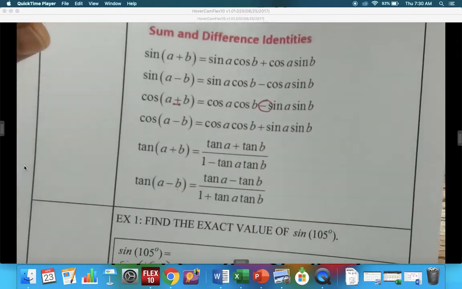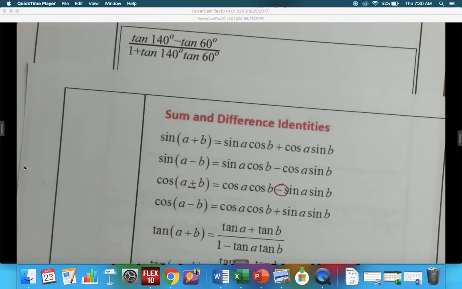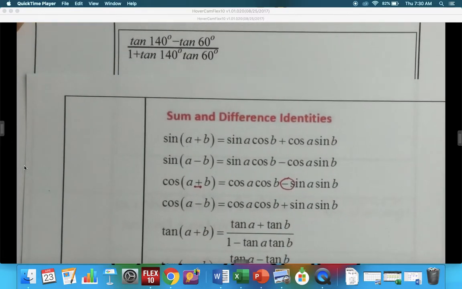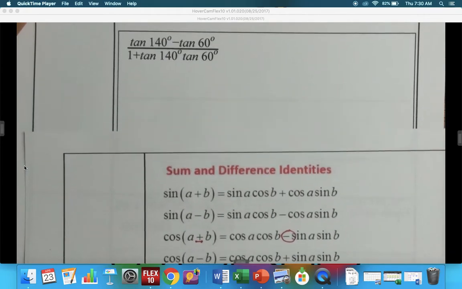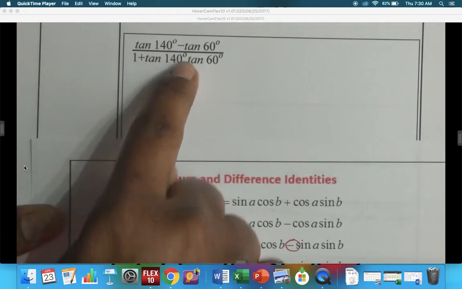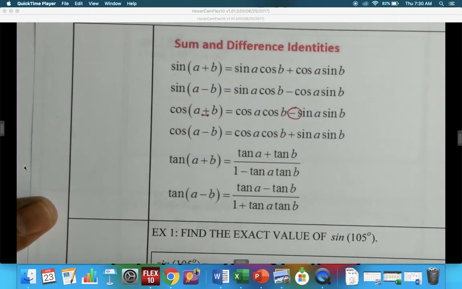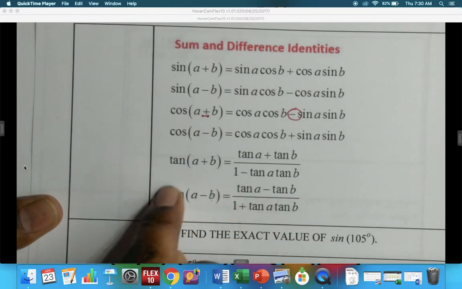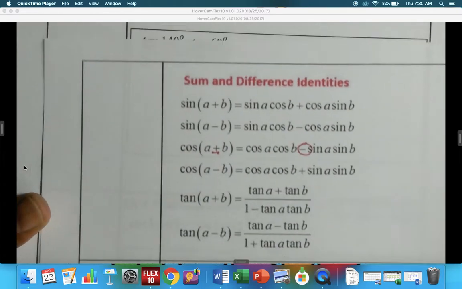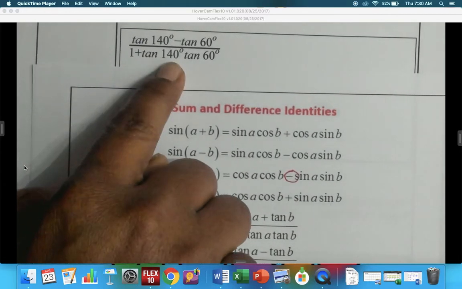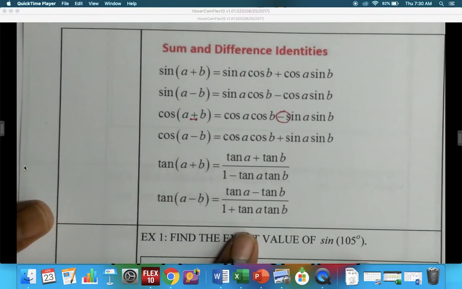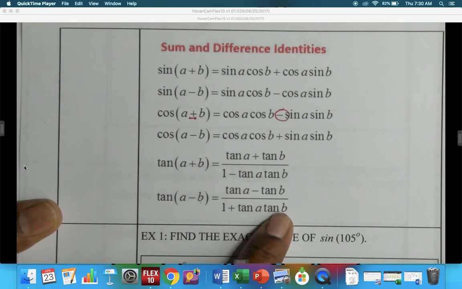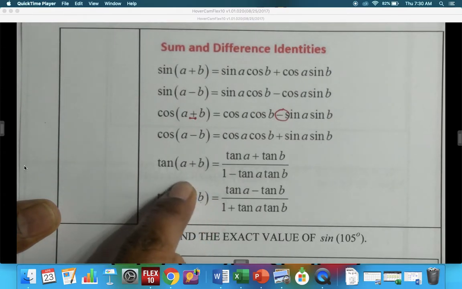So let's look at what we have here. We have tan of 140 minus tan of 60. So let me just look at the formulas real quick. When I have a numerator that says tan minus tan, I'm using the difference formula. All right, so I have this formula here, and then let's check that the bottom is right. It says 1 plus tan of those two angles. So same thing here, 1 plus tan of A, tan of B. So in my case, my A is 140 and my B is 60. So I'm just going to plug it right back into this formula here.